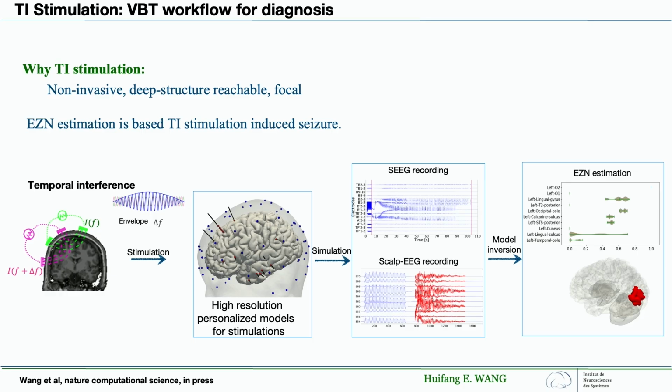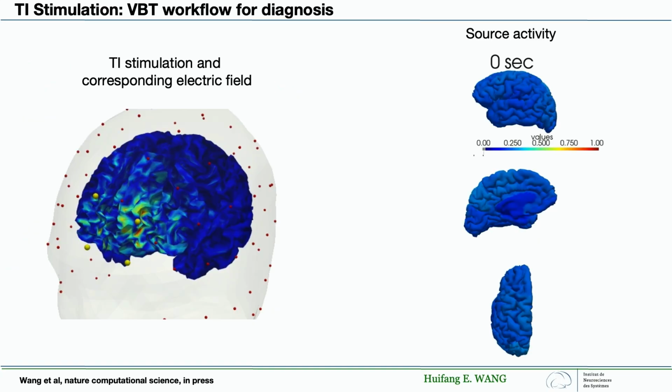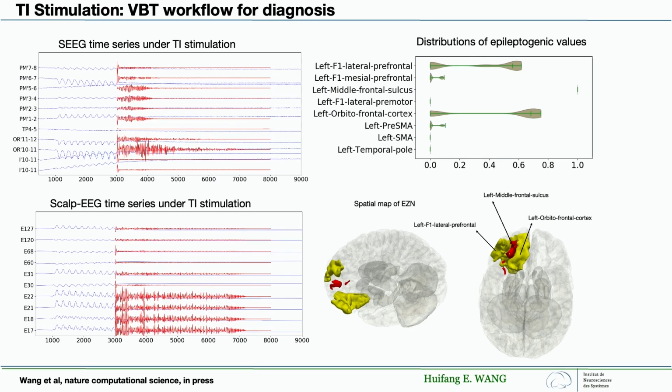Our models can go to the SEEG recording and the EEG recordings, so we can do the same thing for the model inversion to identify the EZ network. Here we stimulate these 4 electrodes, and this is what the electric field looks like, and then the source activity looks like this. I will go through the timing, and I just go. And with the SEEG recording and EEG recording, we try to identify what the EZ network is.